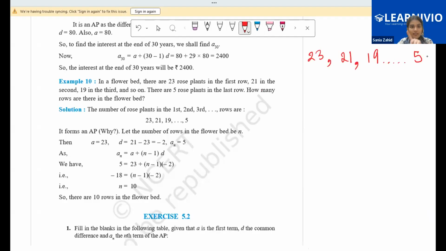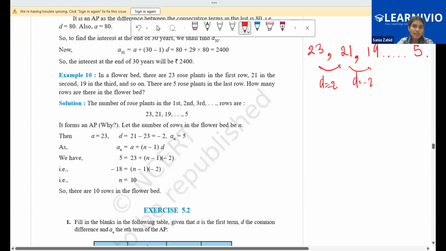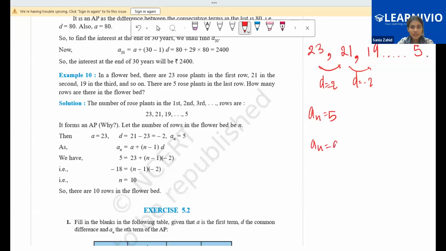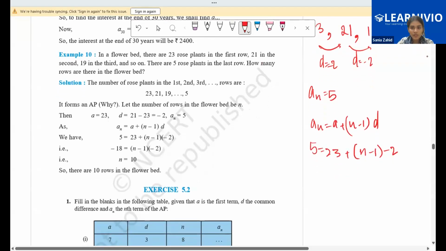First of all, we can check that it's clearly an AP, because 23 minus 2 is 21. Then again, minus 2 is 19. So that's forming an AP because the common difference is minus 2 over here. And here also it's minus 2, right? The common difference is same. So what we will do is to calculate the number of terms. Now, what was the formula? When the last term is given to you, we know an is 5. And you know the formula for an is a plus n minus 1 d. So 5 is equal to 23 plus n minus 1, n we don't know, into d which is minus 2, right? So this becomes 5 minus 23 by minus 2 will be n minus 1.